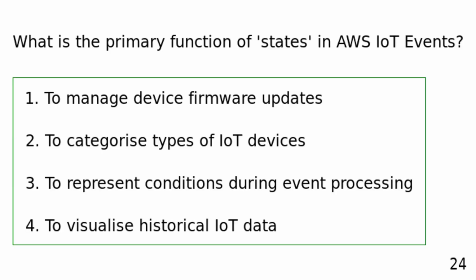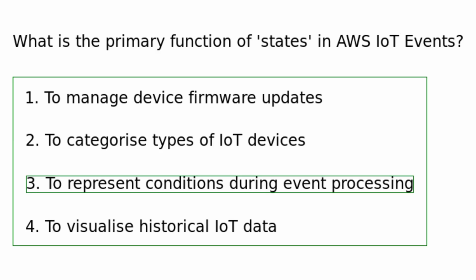What is the primary function of states in AWS IoT Events? To manage device firmware updates. To categorize types of IoT devices. To represent conditions during event processing. To visualize historical IoT data. States in AWS IoT Events represent different conditions that a detector model can be in during event processing, guiding the flow of actions based on the current state of event inputs.